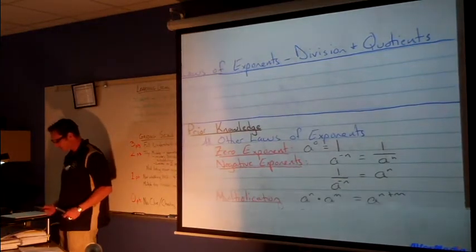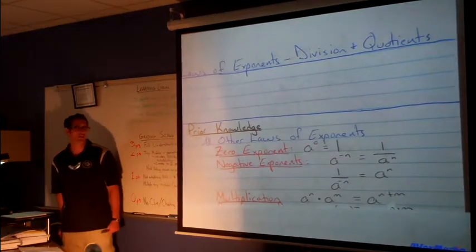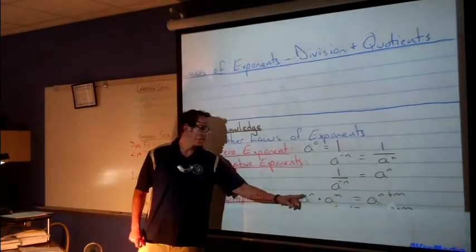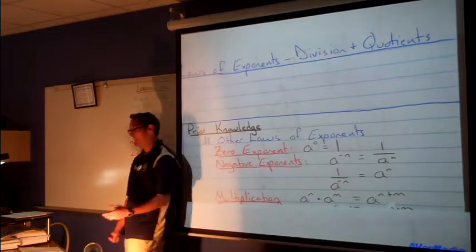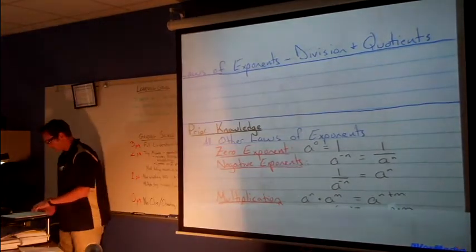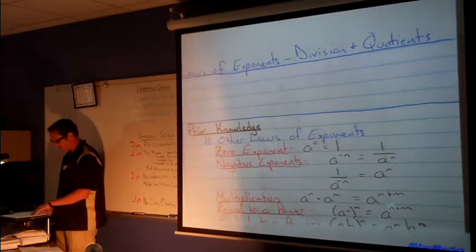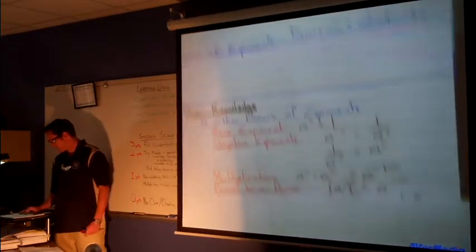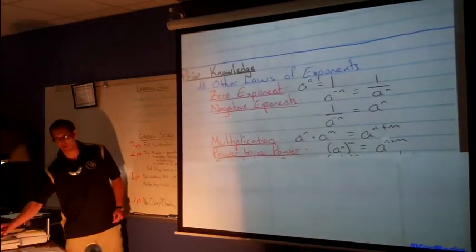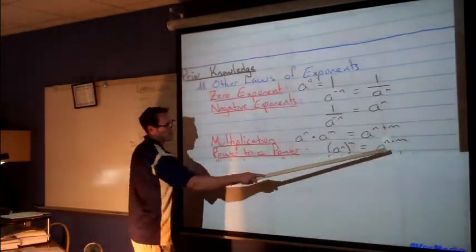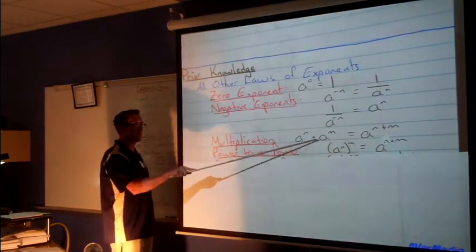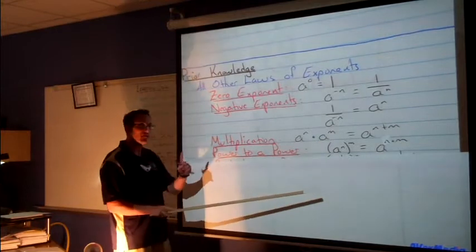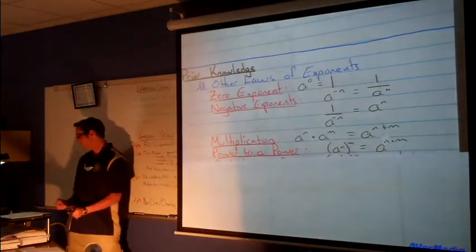We need to remember the laws that deal with multiplication. If you're multiplying two numbers that have the same base, you keep the base and add the exponents. We have to remember the law about raising a power to a power. If you raise a power to a power, you keep the base and multiply the exponents. What's really tricky is making sure you know the difference between these two laws, so you have to be very, very careful when working with them.